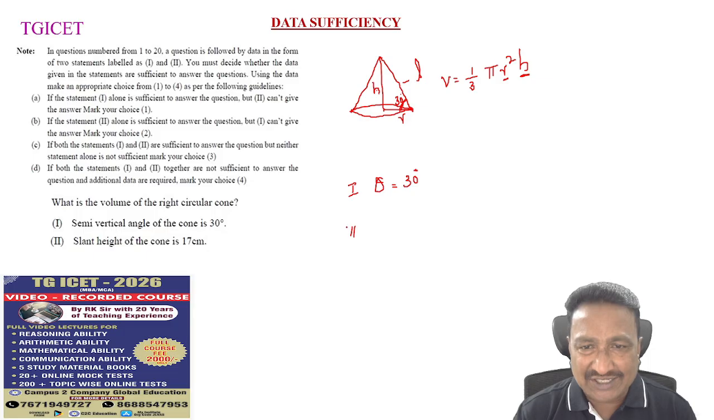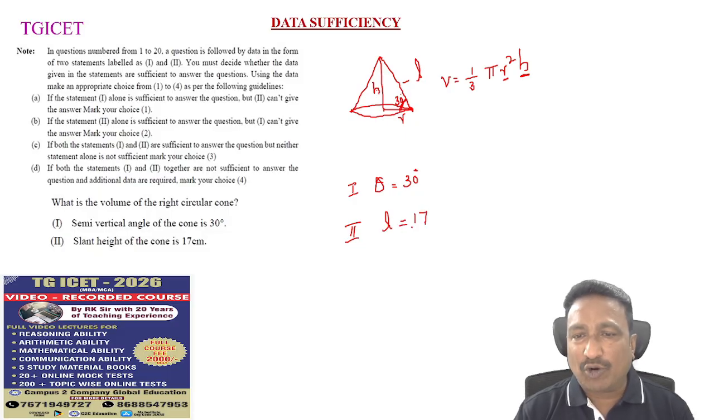Now coming to the second statement. The slant height of the cone is 17 centimeters. So slant height means L is equal to 17 centimeters. According to the second statement also we cannot decide, because we don't know the radius and we don't know the height. So the first statement is not sufficient and the second statement is also not sufficient. Now if you combine both, can we decide the answer or not? For solving this question we should have a command of trigonometry, right?